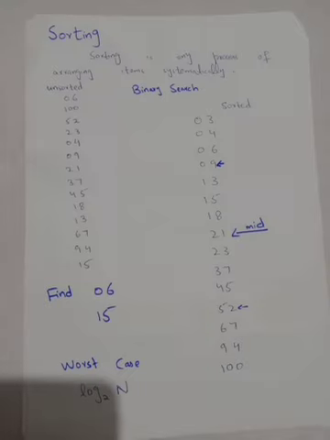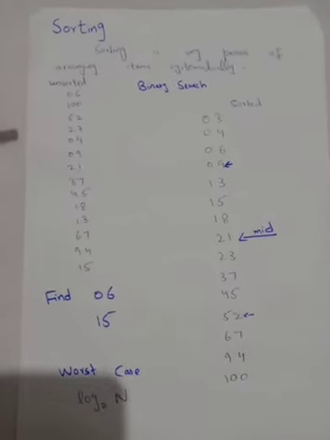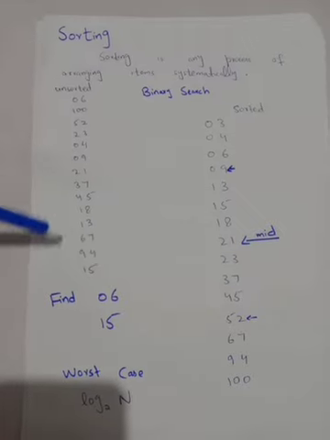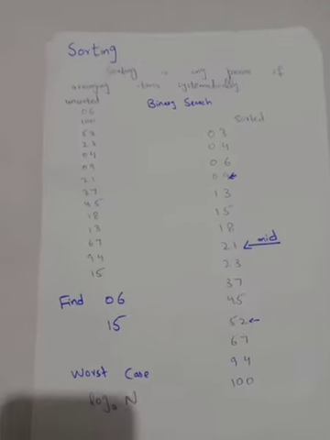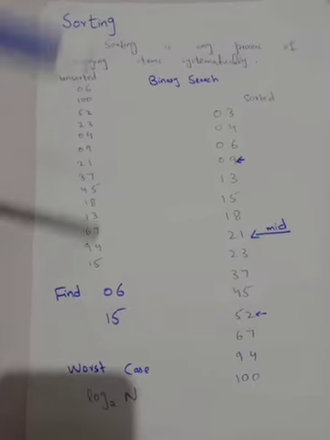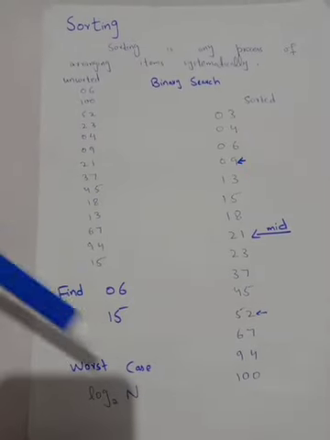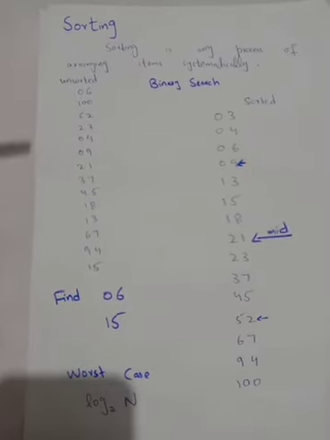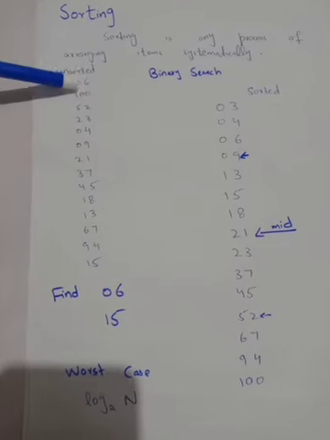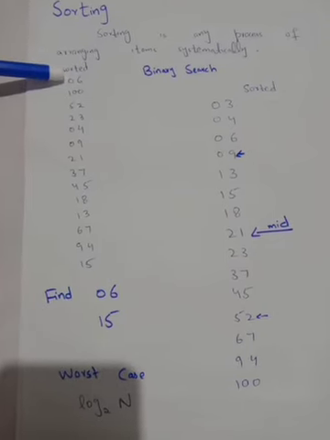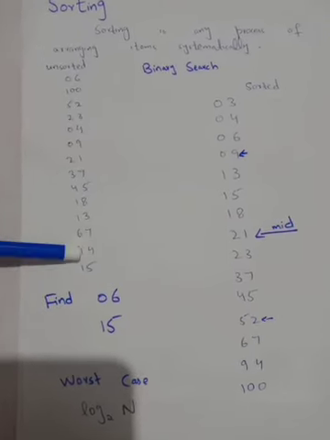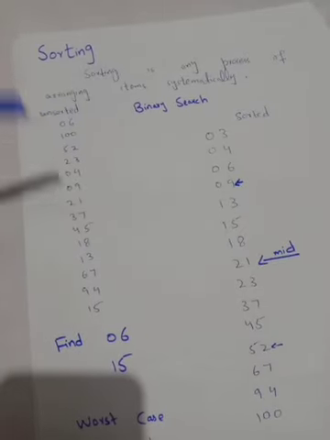Sorting is any process of arranging items systematically. We can see in this row we have unsorted data which is not arranged in any order. Now if we have to find the data 0, 6 and 15 in this unsorted data, we find 0, 6 as the best case because it's present at the first number and we find it in the first iteration. But what happens when we find 15? We find it in the 14th iteration.